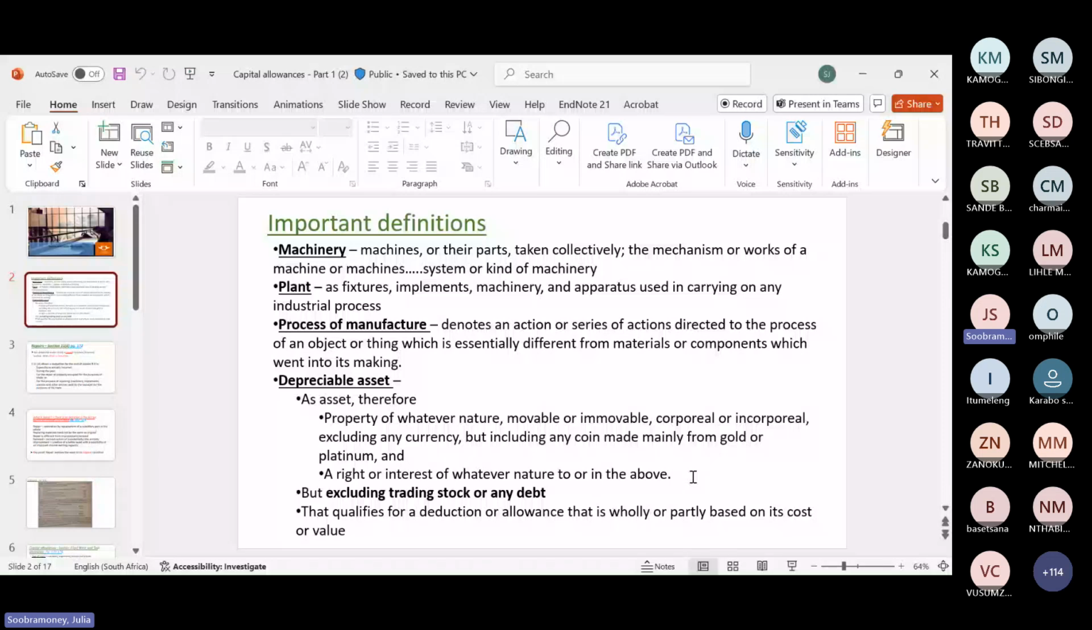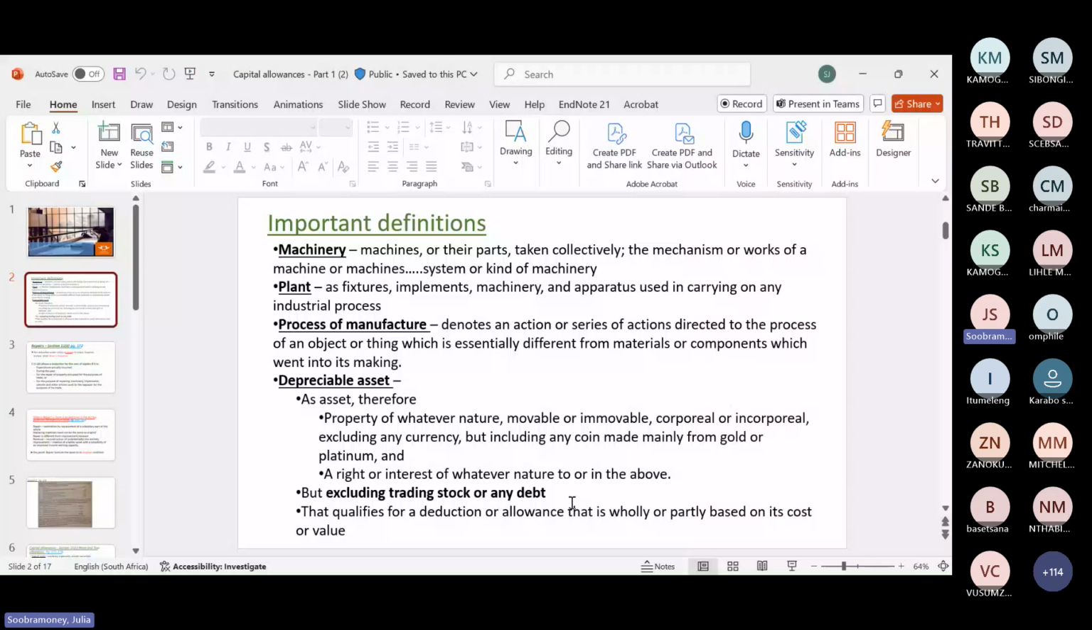Then it says it excludes trading stock or any debt. What is the reason for that? Because as you have seen already, you've already done trading stock. So for tax purposes, trading stock has got its own tax rules, and debt as well. If someone is owing you money, for example trade debtors, this is one of your special deductions. Debtors owe us money, and it's got a special tax rule. Therefore, it's excluded from the depreciable asset, because it's got its own tax rule.